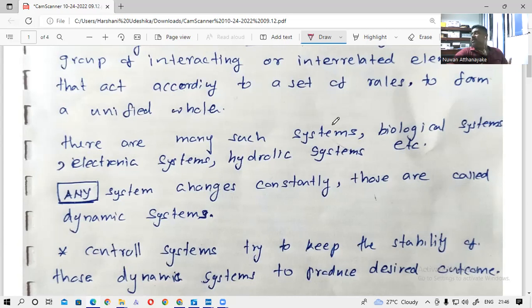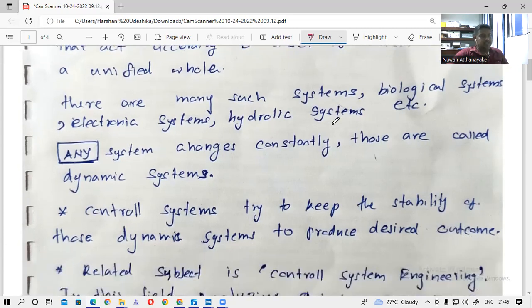So there can be many types of systems, biological systems, maybe electronic systems, electrical systems like an iron, mechanical systems like a watch, a motor, the water motor likewise. And there can be some hydraulic systems, there are pneumatic systems. So there are many systems available.